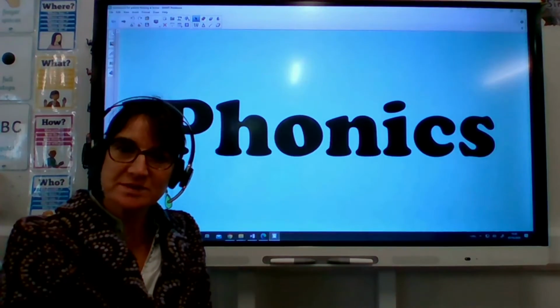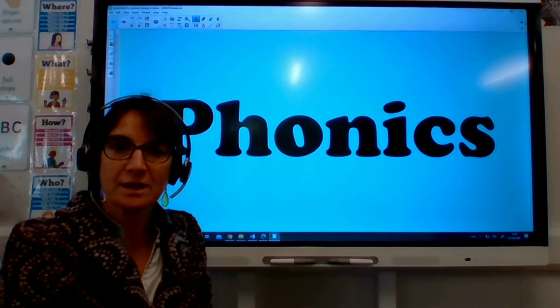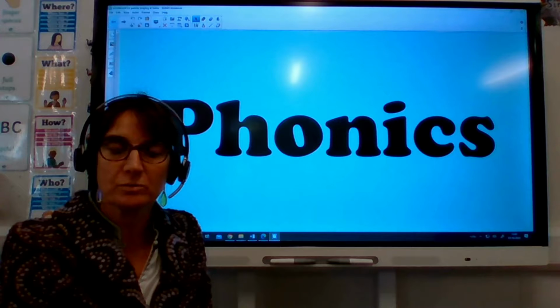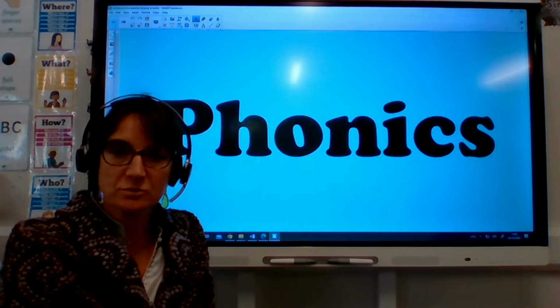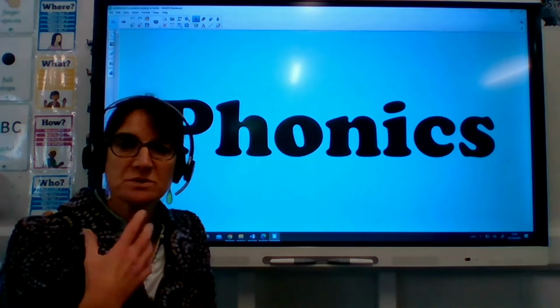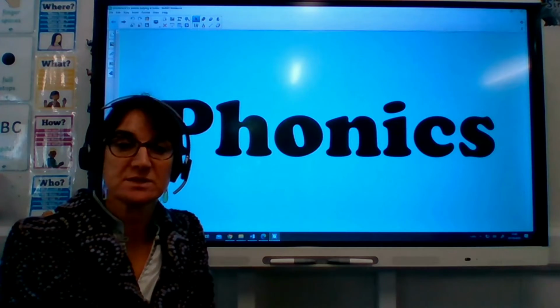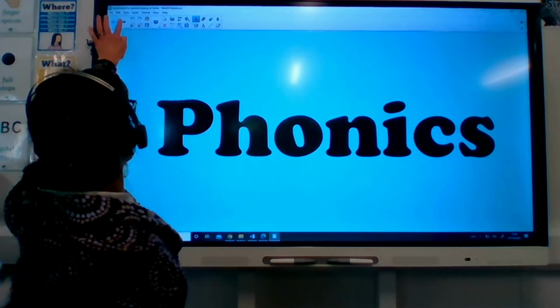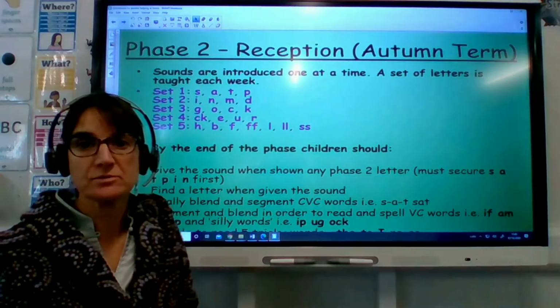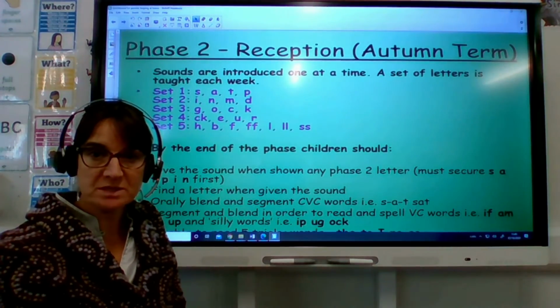So the first thing I'm going to do is explain letters and sounds. That's the framework we teach to. I'll talk a little bit about that, and then I'm going to model how we would teach a phonics session in class. So letters and sounds is the framework from the government.